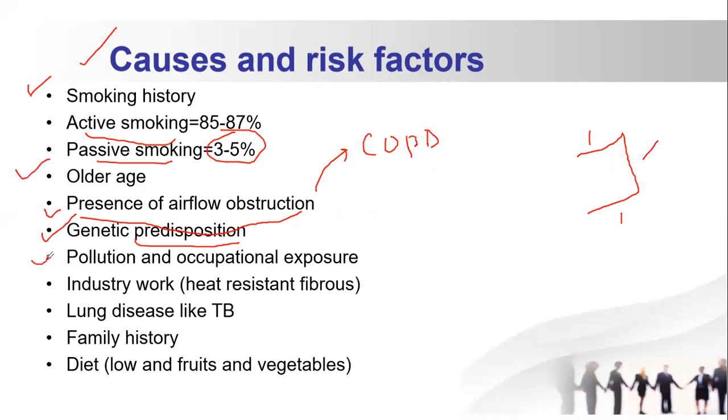And then the most important feature here is pollution and occupational exposure to some chemicals or mutagens that cause cancers and stimulate the cell in an abnormal way, and then cell division occurs. So abnormal cell division happens, and that will be referred to as cancer. And then industrial work, such as heat resistant fiber, is also one of the factors. And then lung diseases like chronic disease, that is TB, tuberculosis, caused by Mycobacterium tuberculosis. And then the family history, so we can link both of them, genetic and family as well.